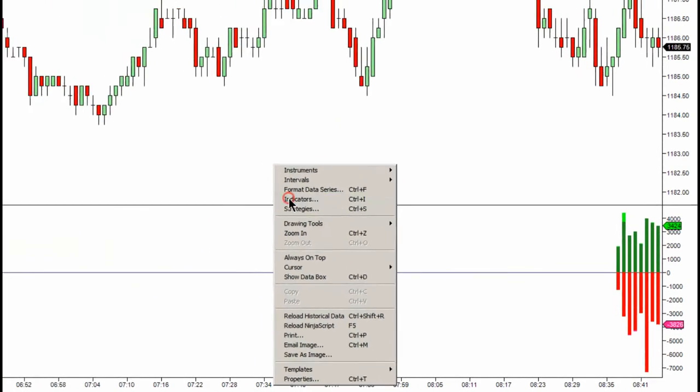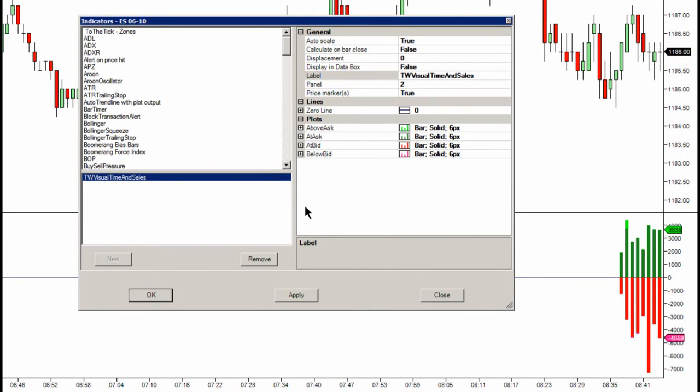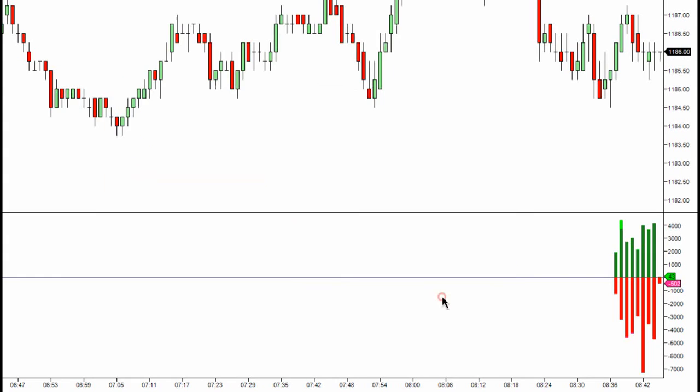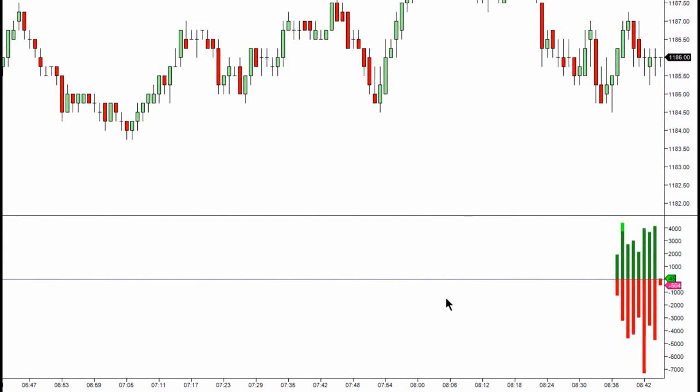Our visual time and sales indicator displays this powerful information as a dynamic horizontal graph. You see that you can control the color at the above ask, at the bid, and below the bid. This enables you to visually see when price is at, above, or below the bid or ask price. So let's watch it for a little bit.